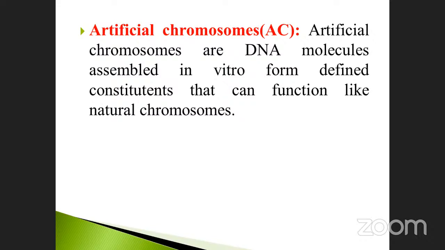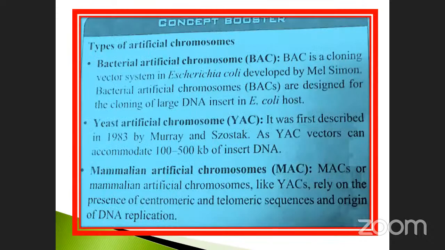Get it? Okay. Just note down the types of artificial chromosome given in your book. This is very, very important. Many times they ask the questions: what is BAC, what is YAC, what is MAC? BAC means bacterial artificial chromosome, YAC means yeast artificial chromosome, and MAC means mammalian artificial chromosome. These are the three that have been given. The bacterial artificial chromosome is isolated from bacteria.